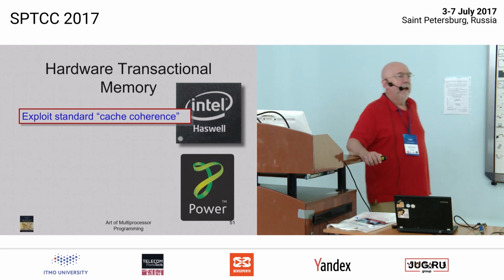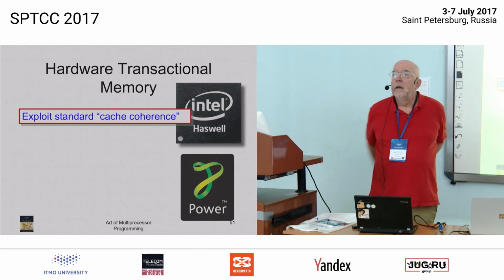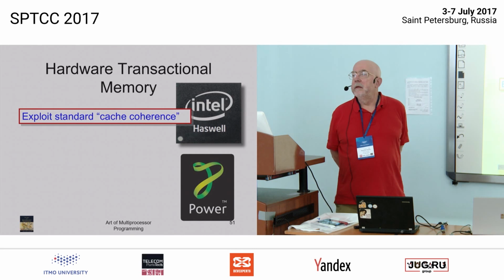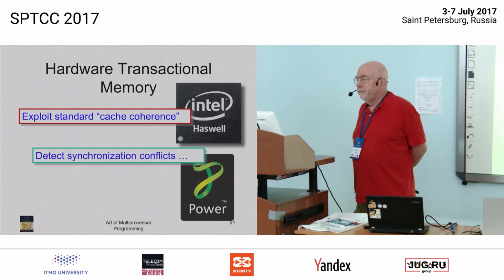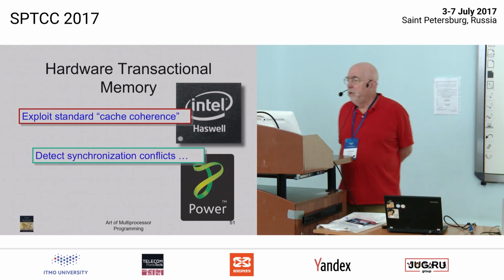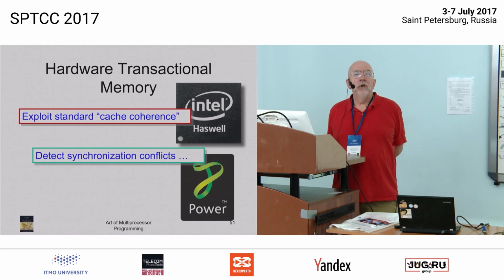Now, the basic idea is that multi-cores, at least most of them, have something called cache coherence. And I'll explain what that means. This is a way of making your memory appear to be faster. And what we're going to do is take conventional cache coherence and change it a little bit to give us atomic transactions.